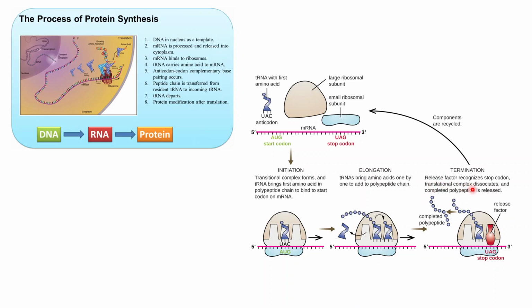In termination, the release factor recognizes the stop codon. So there is a release factor in this translational complex, and it identifies the stop codon. When the stop codon is there, it signals the polypeptide chain to stop growing and completes it, and the chain is detached. All the components of this cycle, the large subunit, small subunit, mRNA, and tRNA, are recycled and released for a new translational cycle. So these are all the steps, along with the figures.